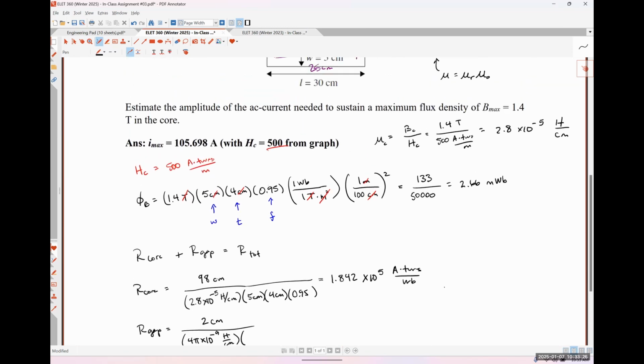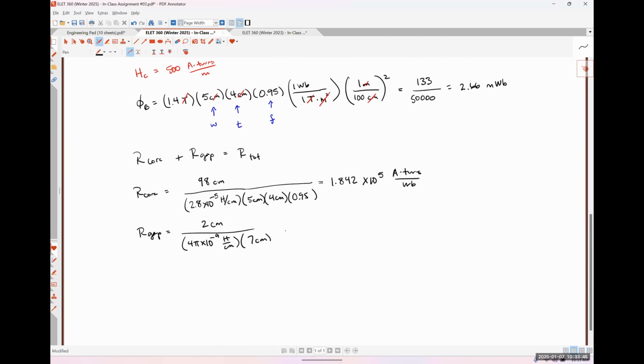And then what is the area of our gap? Typically, what do we do to find the area of our gap? We add the gap length to each of the dimensions of our core, right? So that's just going to be 4 plus 2 multiplied by 5 plus 2. So 7 centimeters by 6 centimeters. And I'm just going to make an annotation down here. So this is W plus LG, and this guy is T plus LG.